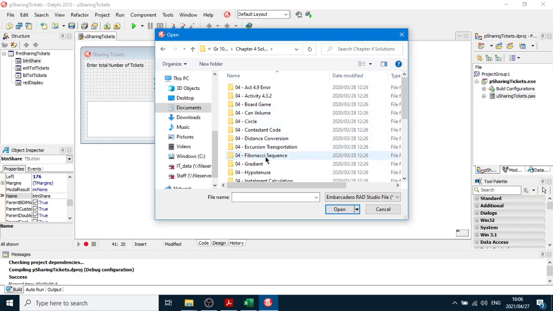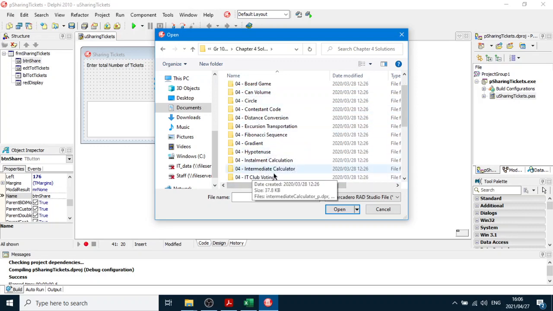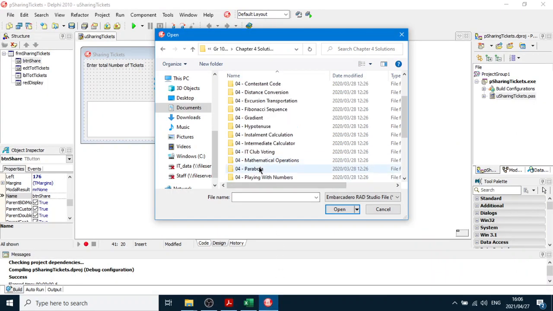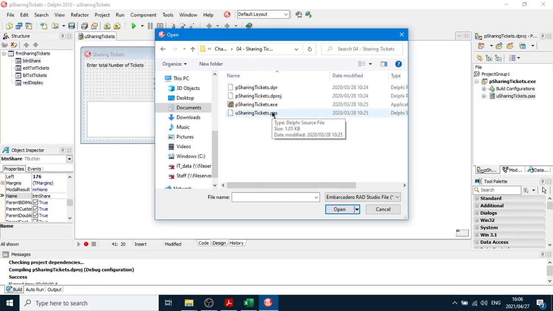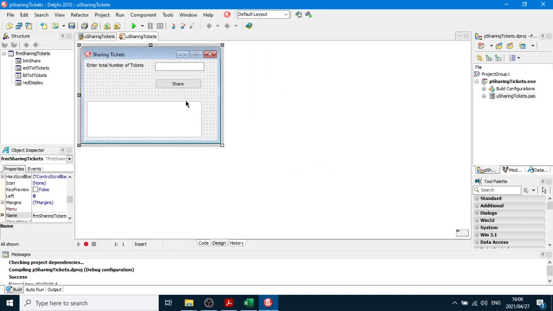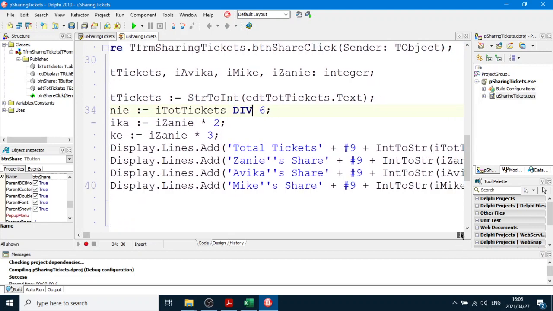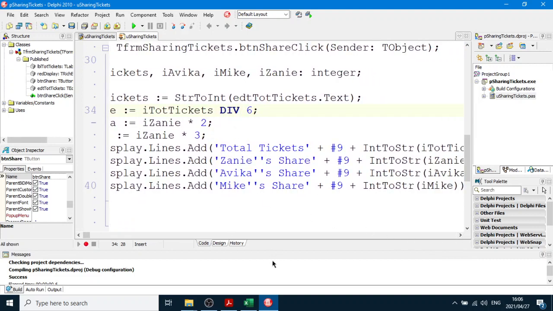Chapter 4. What is it? I don't even remember now what it's called. Sharing tickets, yeah. Sharing tickets. I'm just going to open the PAS file. Now I'm opening 2 Delphi programs. Let's see what they did. They used the div. So they actually haven't got a solution either, because when you use div, if you have 23, you'll have 5 tickets that are sitting spare. So I guess that's not going to solve the problem, but they did exactly what I thought.